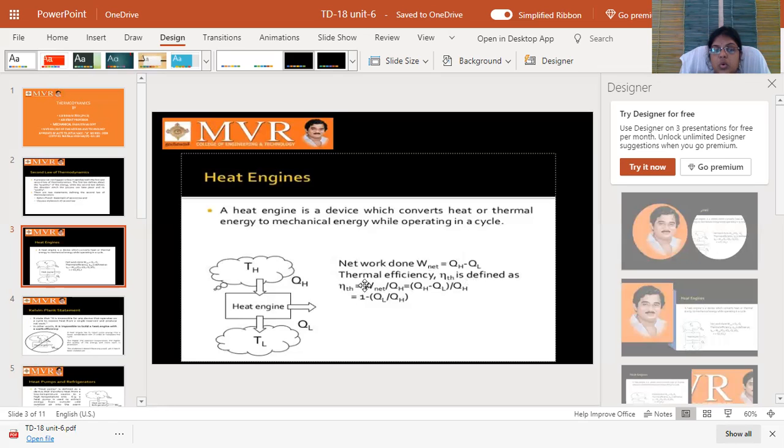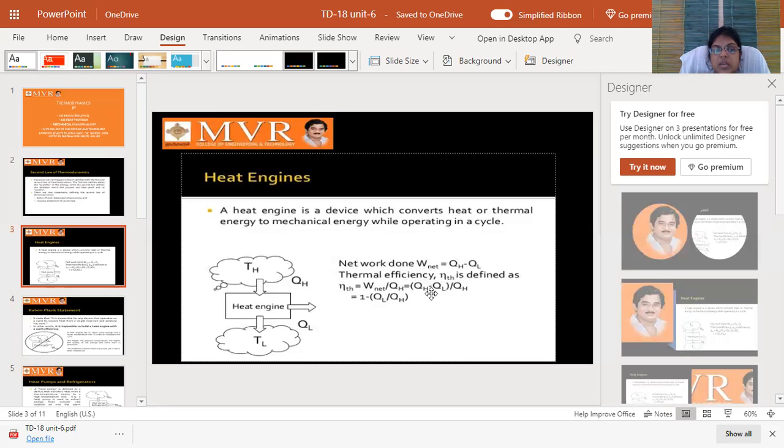And finally we are going to define the thermal efficiency. Thermal efficiency is defined as work done net divided by heat supplied. Efficiency is the ratio of work done net to heat supplied. What is our work done net? Work done is heat supplied minus heat rejected, divided by heat supplied, which is QH. So QH by QH, 1 minus QL by QH.